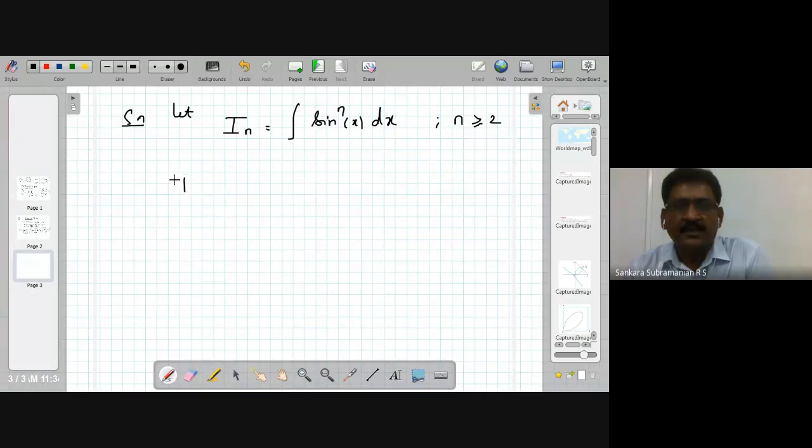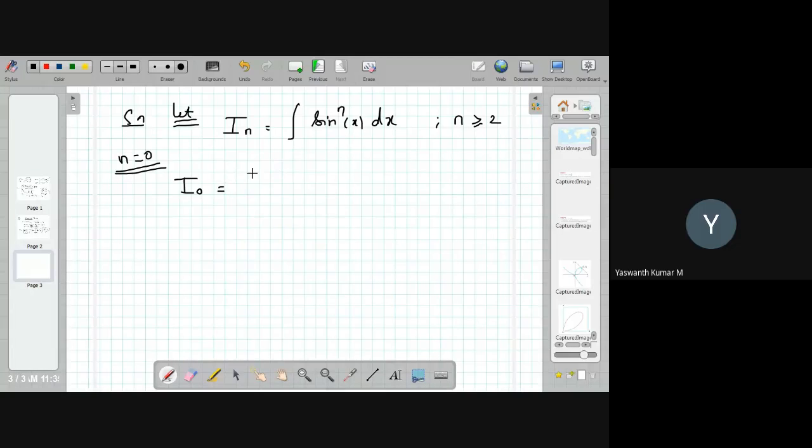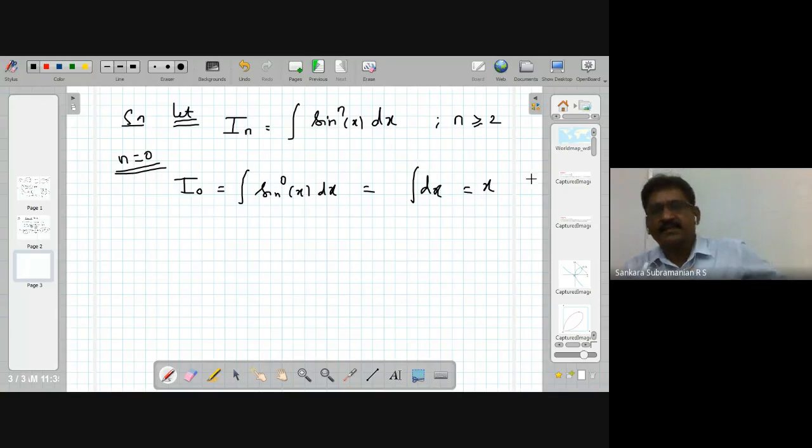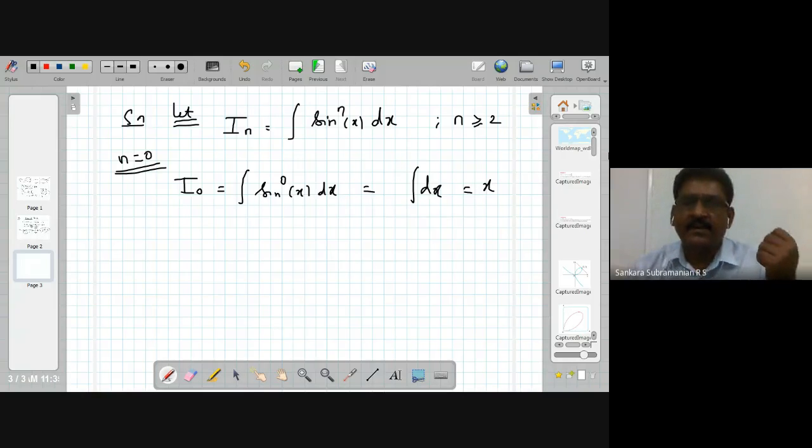Can you tell me what is I naught then? What happens if n equal to 0? Let In equal sine power n x dx. So what is I naught? 1 dx. Good. Sine power 0 x is 1, so the integral of dx is x. Finally, you can add a constant later.